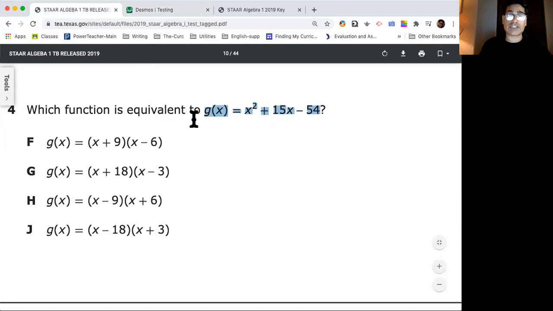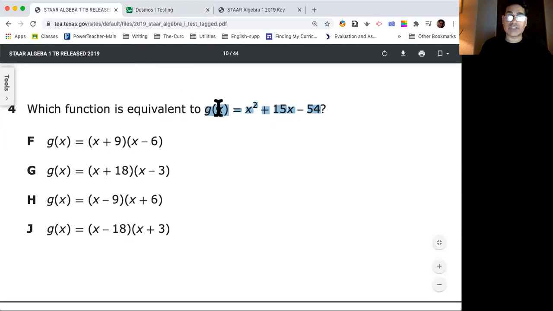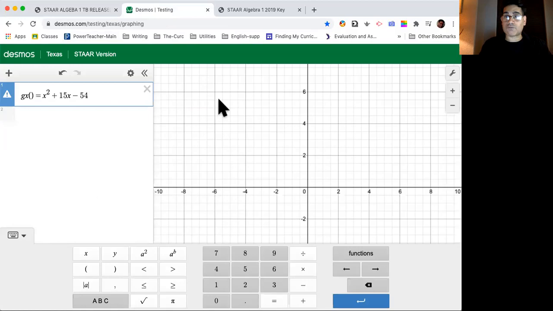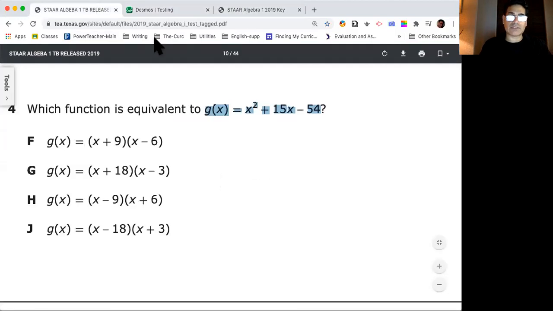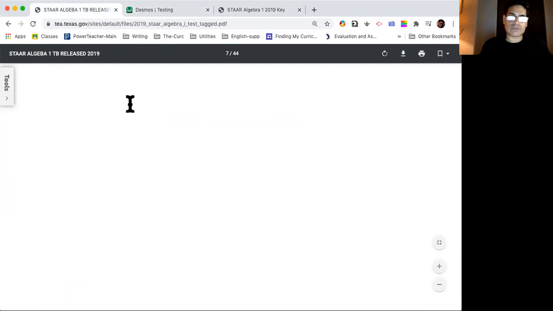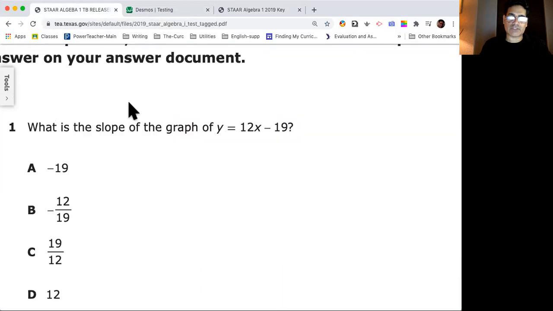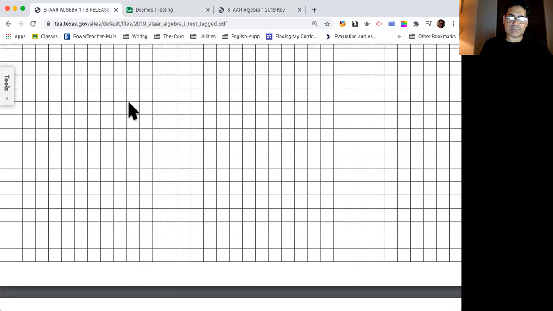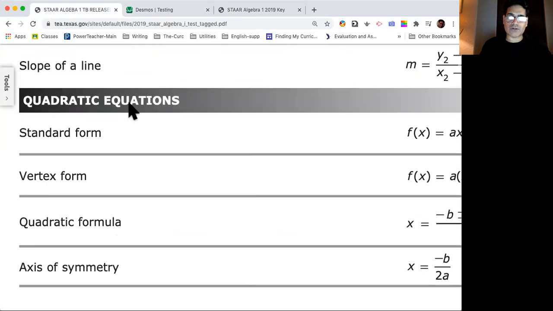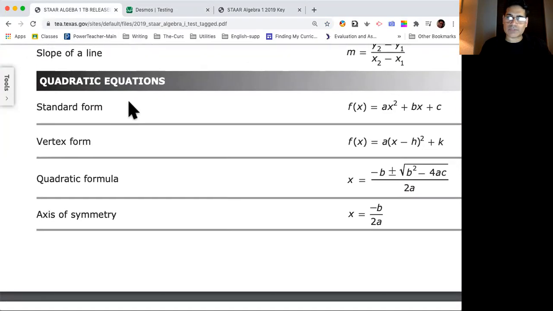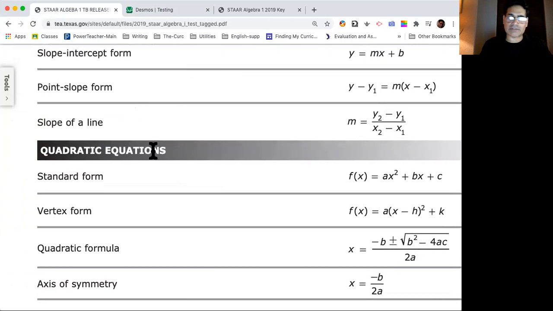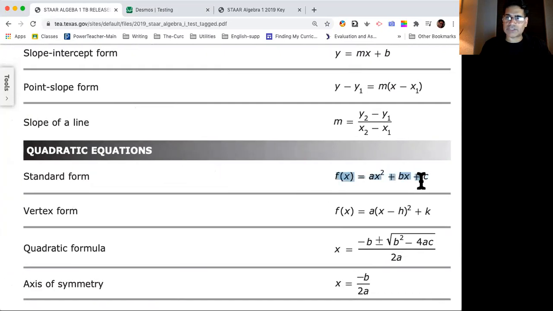Which function is equivalent? Which function is equal to this equation here? So learn that that is the form of the quadratic equation, and where else do you see that? You see that in your chart. Let's go back to our chart. It's at the beginning of the exam on the paper, also available somewhere. Okay, so there are the quadratic equations. There are our functions. That's what it should look like.